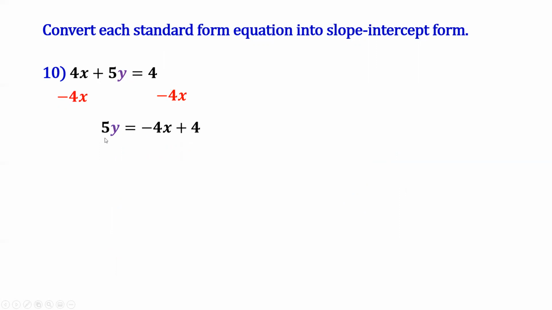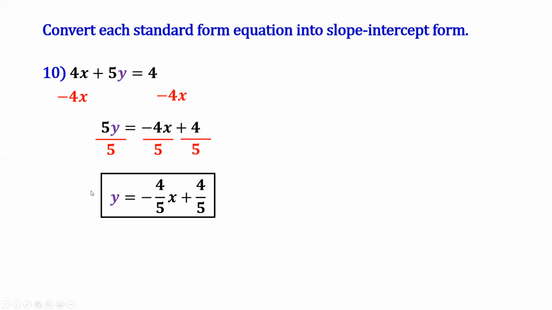Now to get rid of the 5, I divide everything by 5. I get y equals negative 4/5 x plus 4 over 5. 4/5 cannot be simplified. There's nothing that divides the top and the bottom besides 1, and dividing by 1 doesn't do anything. So there's nothing to divide by. So we can go and box our answer.